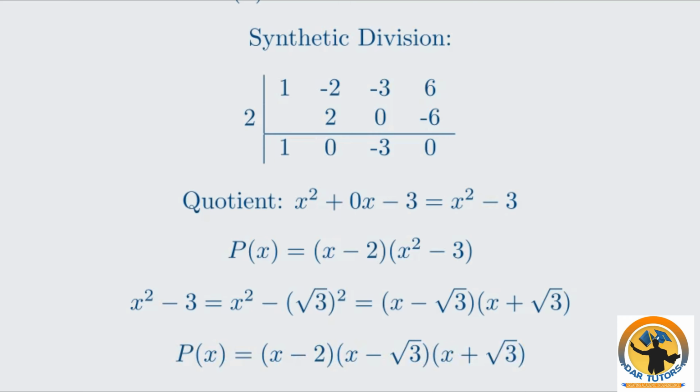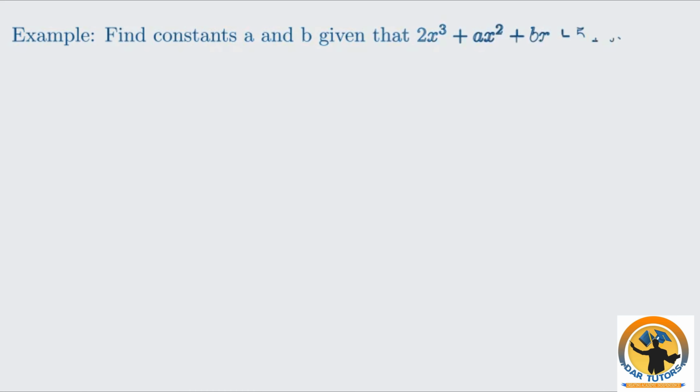This example shows how the factor theorem is a powerful tool for finding factors and simplifying polynomials. Let's look at another example that combines the remainder and factor theorems. This problem involves a polynomial with two unknown coefficients and two conditions. We are given the polynomial p of x equals 2x cubed plus ax squared plus bx plus 5. We know that x minus 1 and x plus 5 are both factors. Our goal is to find the values of a and b.